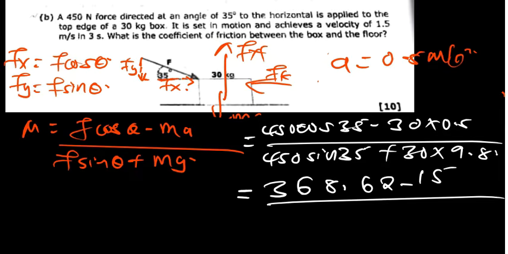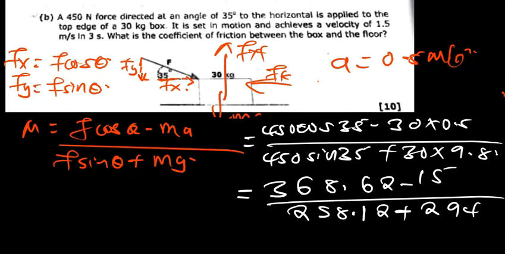Okay, I'll divide this with 450 sine 35. So this is giving me 258.12 plus 30 times 9.8. I'm getting 294. Now let's see what we're going to have there.